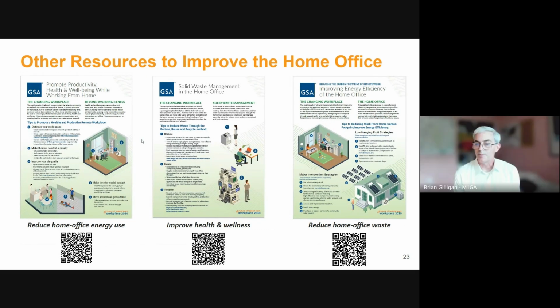Yeah, and I believe these resources are also available on the SF tool, right? Yes, they are currently. So you can access these through the QR code that's linked there. I'll try to find the direct page that has all three. But these are tip sheets that are used as resources to improve various aspects of the home office. My personal favorite is promoting productivity, health, and well-being while working from home. But we also have solid waste management, helping you reduce the amount of waste you generate in the home office, and different tips for improving home office energy efficiency.